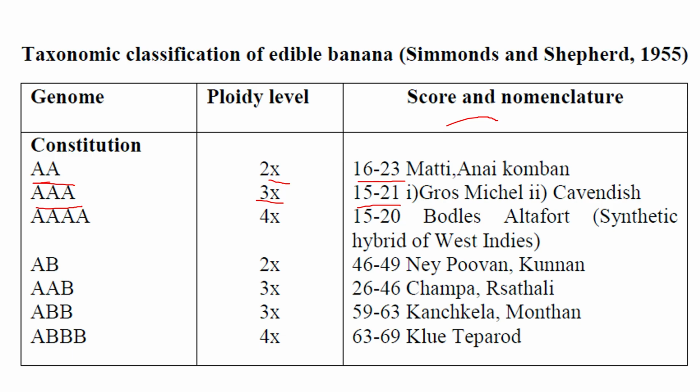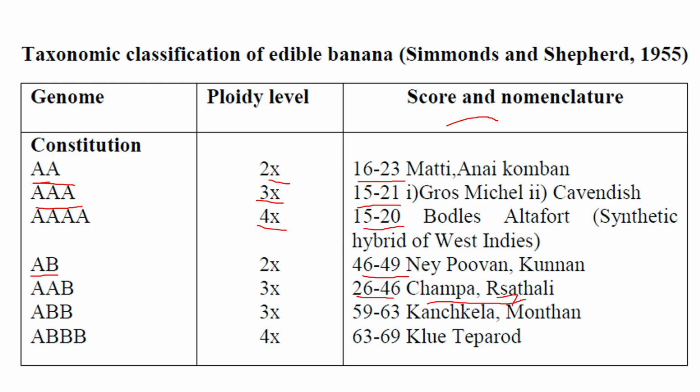Then AAAA, that is ploidy level 4x, and the score is 15 to 20, Bodles Altafort. This is a synthetic hybrid developed in the West Indies. Then AB, 46 to 49, varieties coming under this group Ney Poovan and Kunnan. Then AAB, ploidy level 3x, genomic scoring 26 to 46, Champa and Rasthali. In Rasthali there is a spelling mistake.